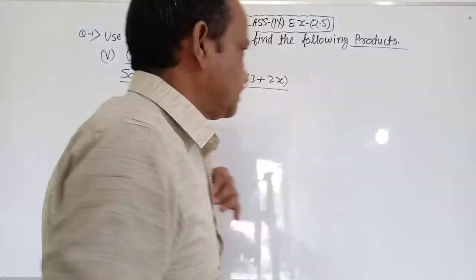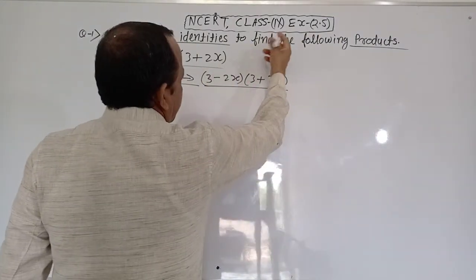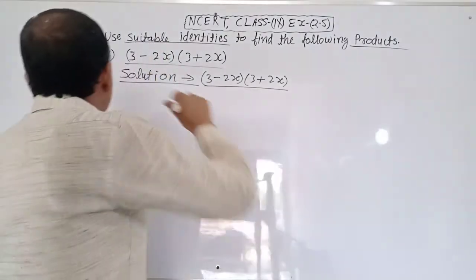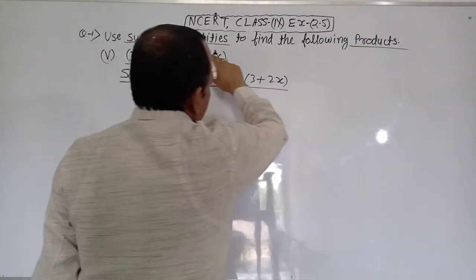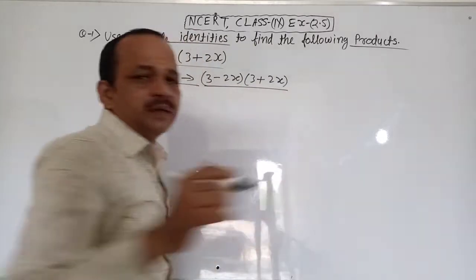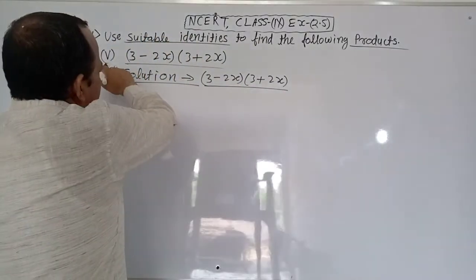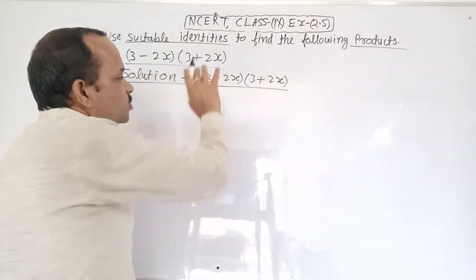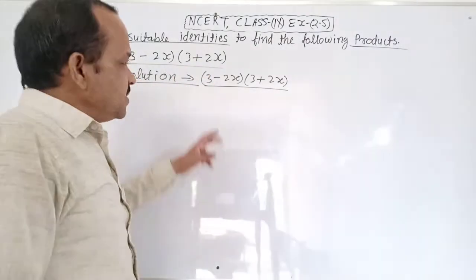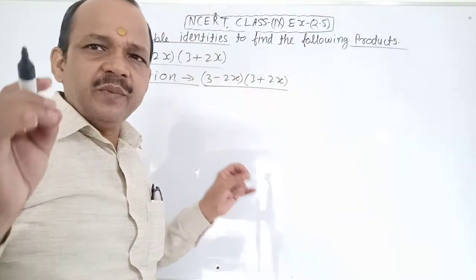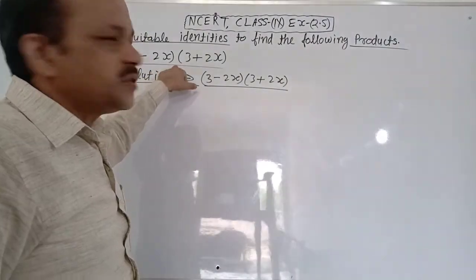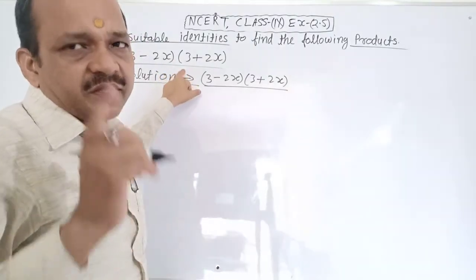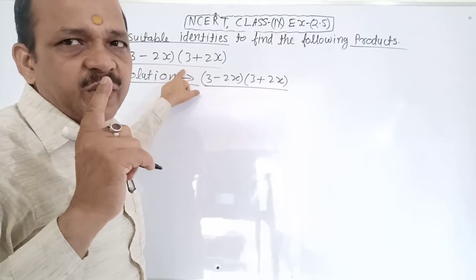See the book, NCERT class 9 exercise 2.5. Clear? Question first: use suitable identities to find the following product. Part 5: (3 minus 2x)(3 plus 2x). It means you use a suitable identity for this question and find the product of this question. Is it clear? No confusion about it?